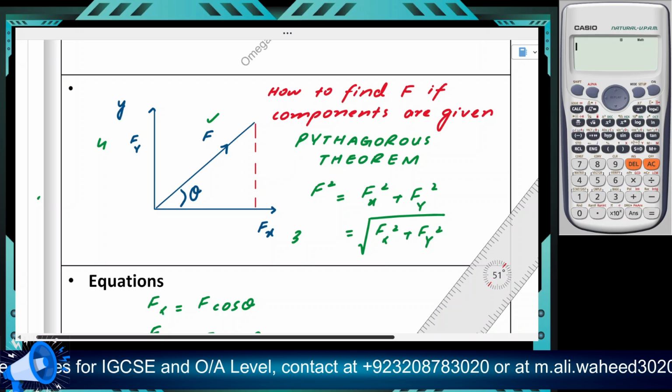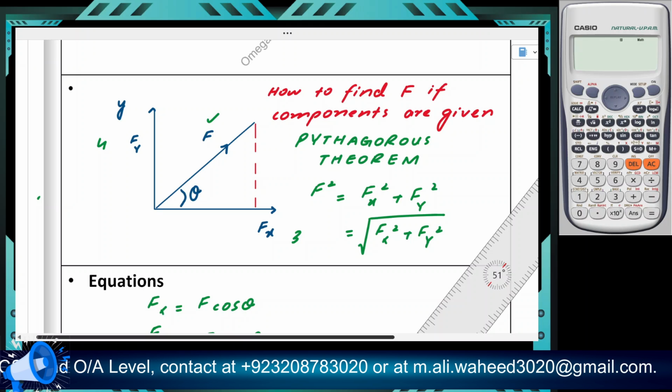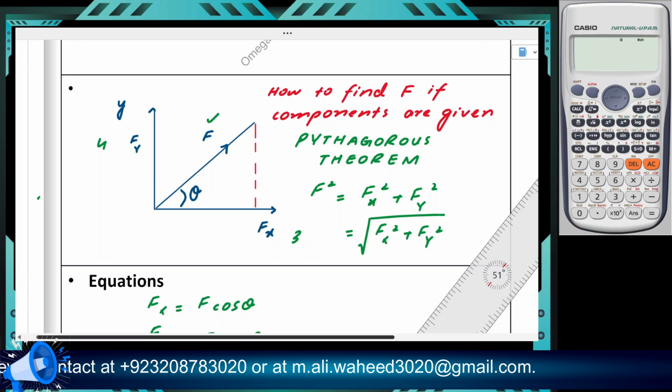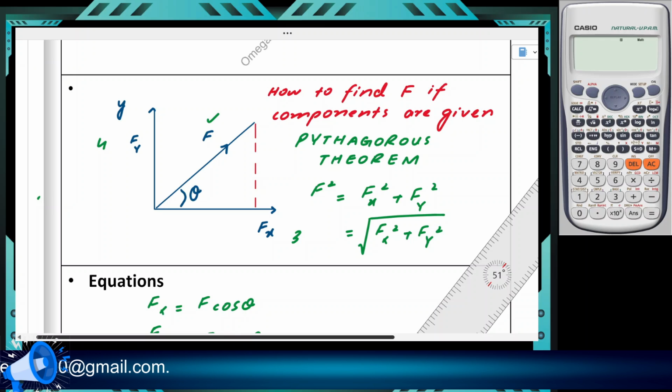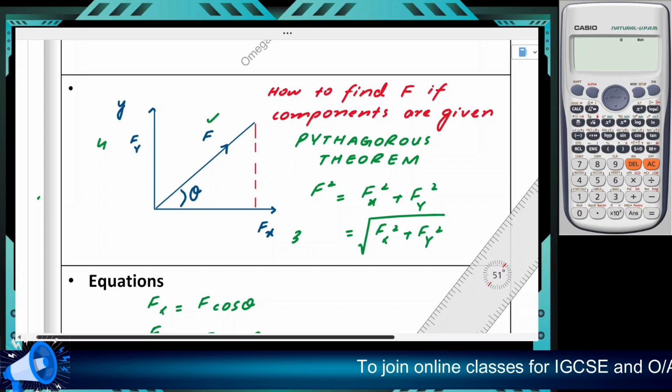Well, once you have found the magnitude, you can use any of the trigonometric ratios to find this angle. For example, if you use sine theta, then sine theta equals perpendicular, which in this case, the opposite to this angle, would be fy, over hypotenuse. Hypotenuse is f.